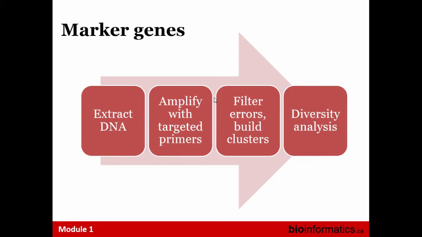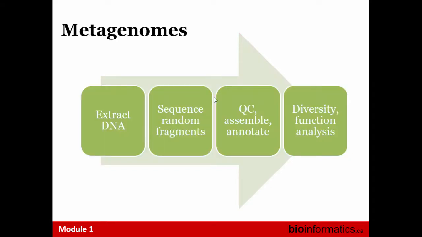Marker genes: extract DNA, amplify with targeted primers. You can look at V1, V2, V4, V3, V5, V6, V9. Filter errors, build clusters. If you don't know what I just said, you'll learn about it this afternoon. And then various types of diversity analysis. Metagenomics, same idea: extract DNA, sequence random fragments, quality control, maybe you assemble, and then your various diversity and functional analyses, metabolic pathway reconstruction, what have you.